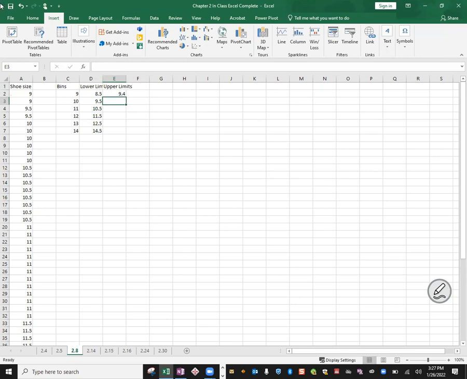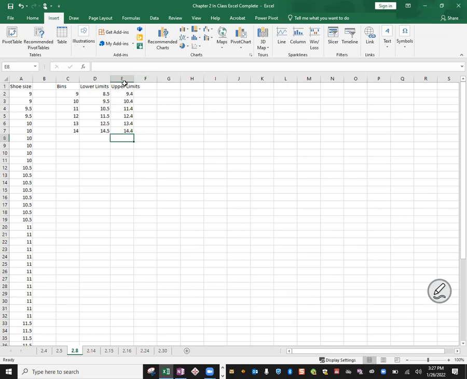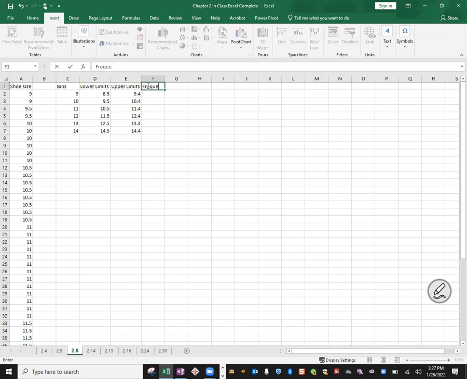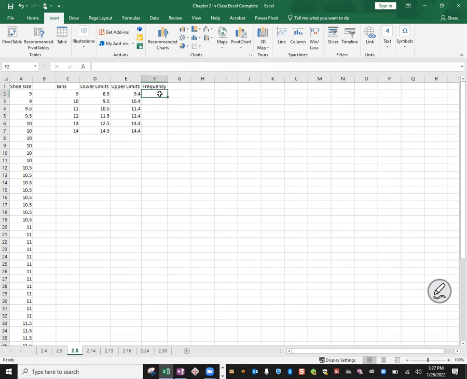Again, we're going to add our width. So we have 9.4, 10.4, I'm sorry, 11.4, right? 12.4, 13.4, and 14.4. So that's just to remind you of how our frequency table would look. So then if we wanted to put in the frequency here, we have 2 9s. And then from 9.5 to 10.4 will be the 9.5s and the 10s. So we have 1, 2, 3, 4, 5, 6, 7, 8 of those, and so on.